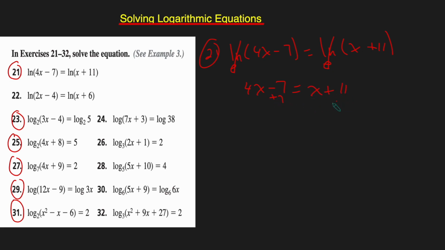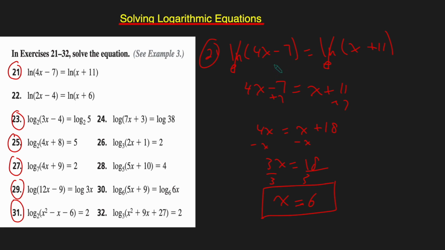I just move my 7 to the other side. I have 4x equal to x plus 18, minus x, minus x. 3x equals 18. Divide by 3, by 3. And x equals 6.